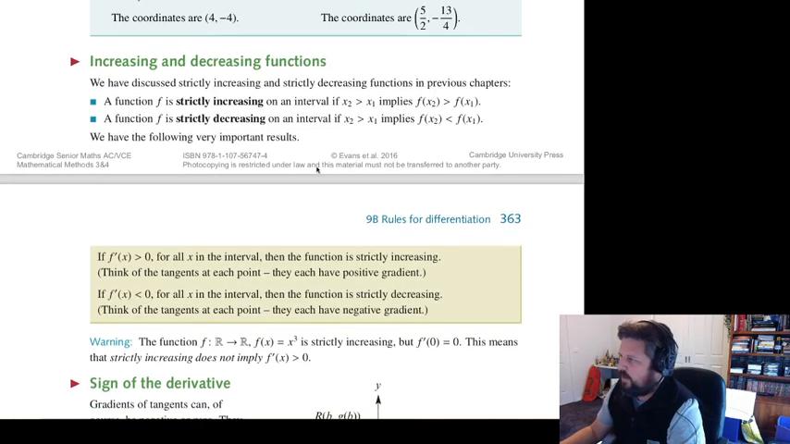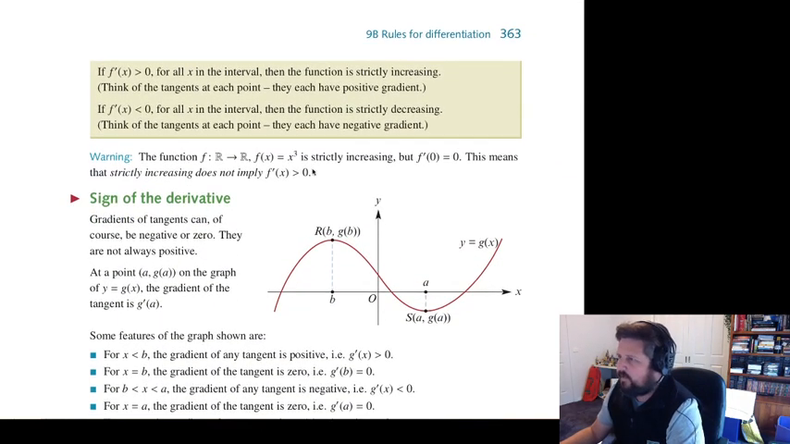Same sort of thing here relates to the derivative of each of these. It says here, if f dash x is greater than 0 for all of the x in the interval, then the function is strictly increasing. Think of all the tangents at each point, they all have a positive gradient. On the other hand, if f dash x is less than 0, so it's a negative value, for all the x in the interval, the function will be strictly decreasing. Think of the tangent at each point, they will each have a negative gradient.